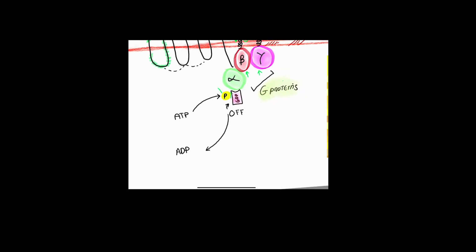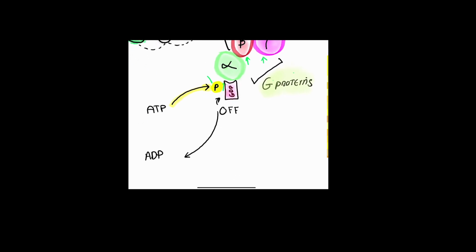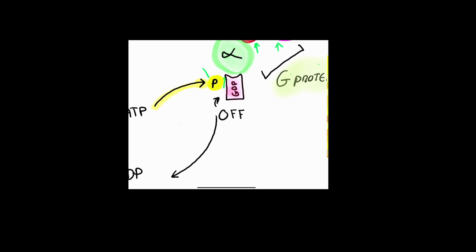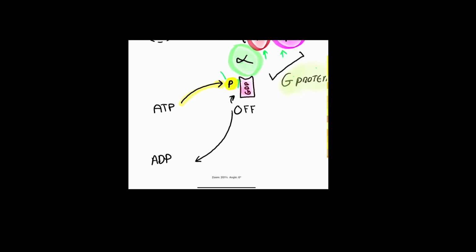It is going to transfer its phosphate, just like this, and the GDP is now going to be converted to GTP. And that is going to turn the alpha subunit on. Okay? So the ATP right here is going to donate its phosphate. We are going to be left with ADP.